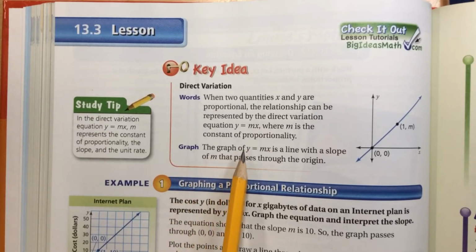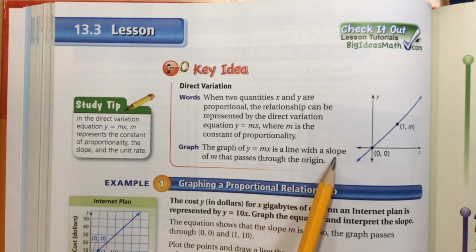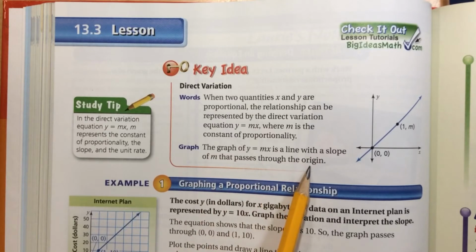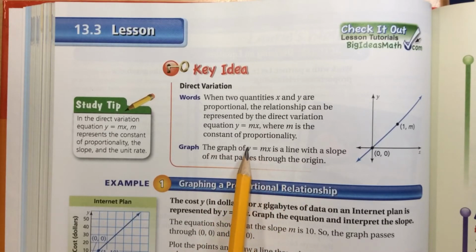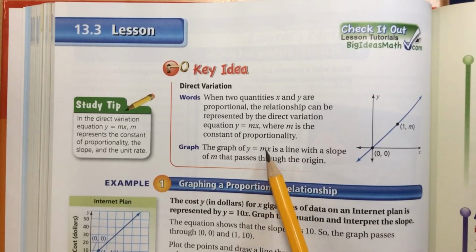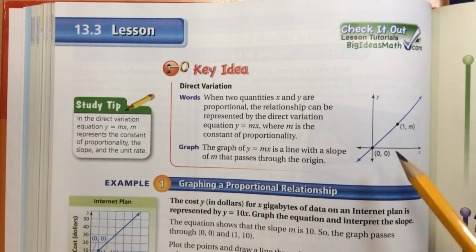So the graph of y equals mx is a line with a slope of m. So m is the slope of the line, and it passes through the origin, okay? Because it falls into this equation, we know it shows direct variation. We know it'll go through the origin. And that m value is the slope of the line.